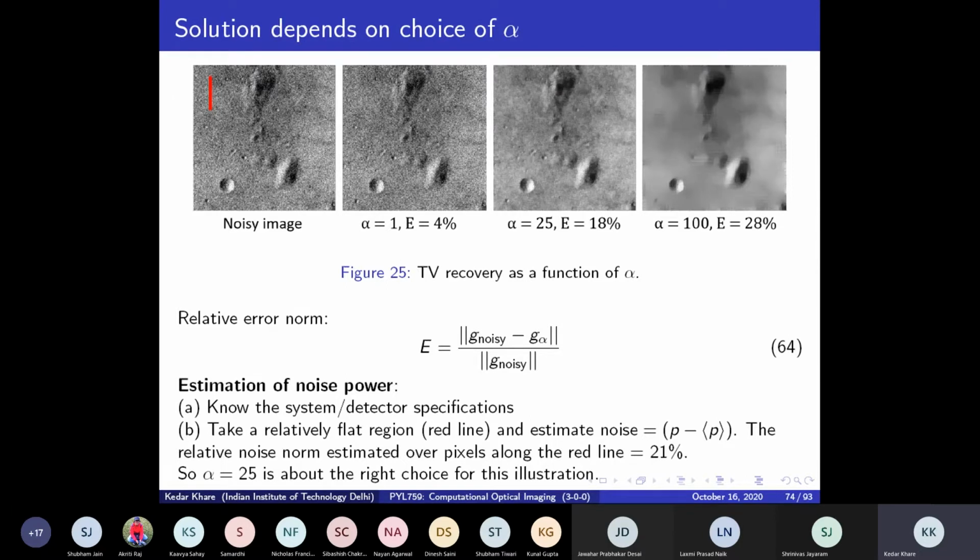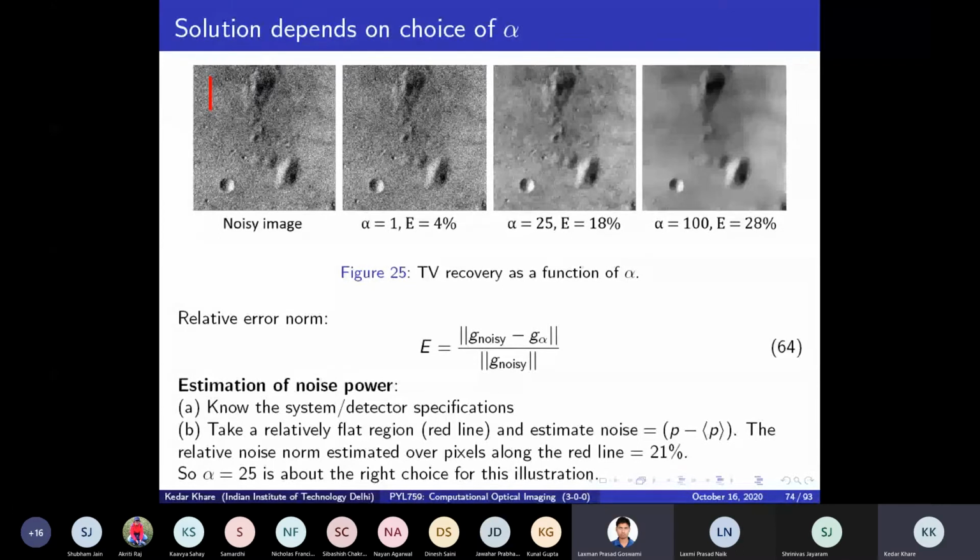So the point is that if my image is much more noisy, then I will typically need a larger value of alpha to make sure that my error performance is similar to the noise norm performance. Is this clear to everybody?